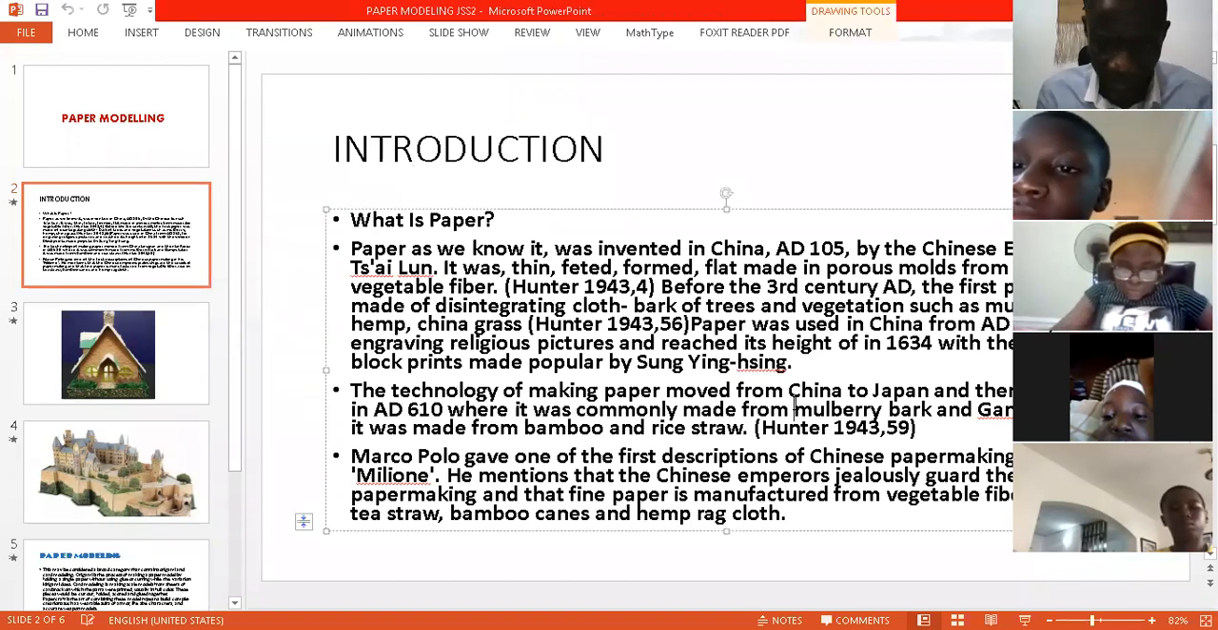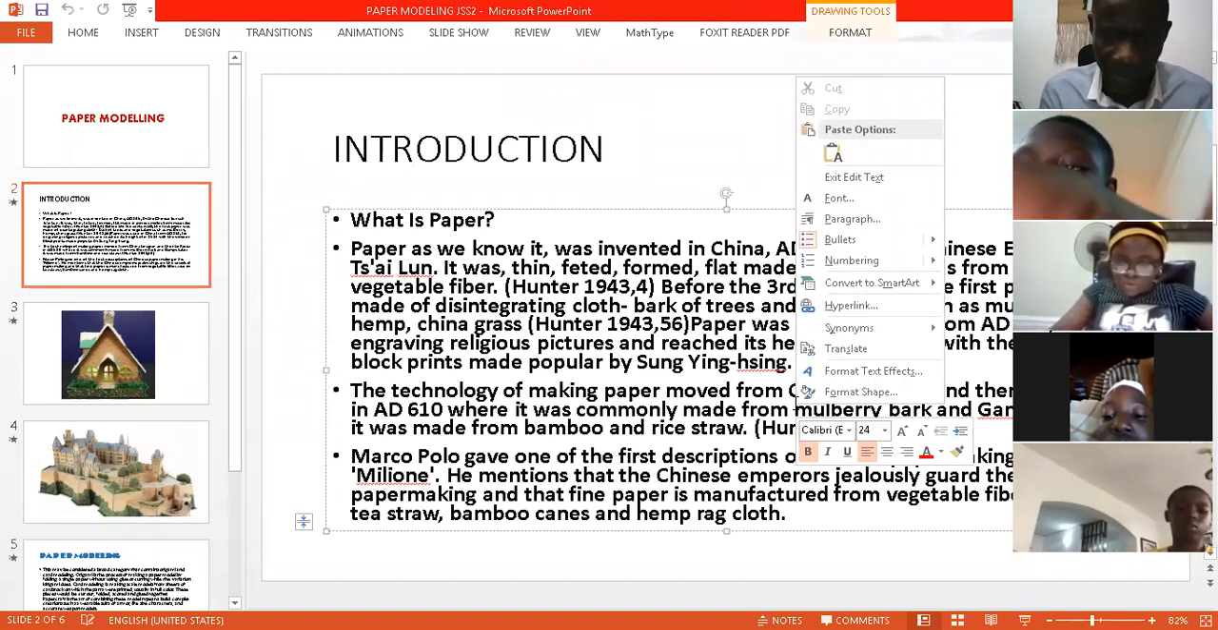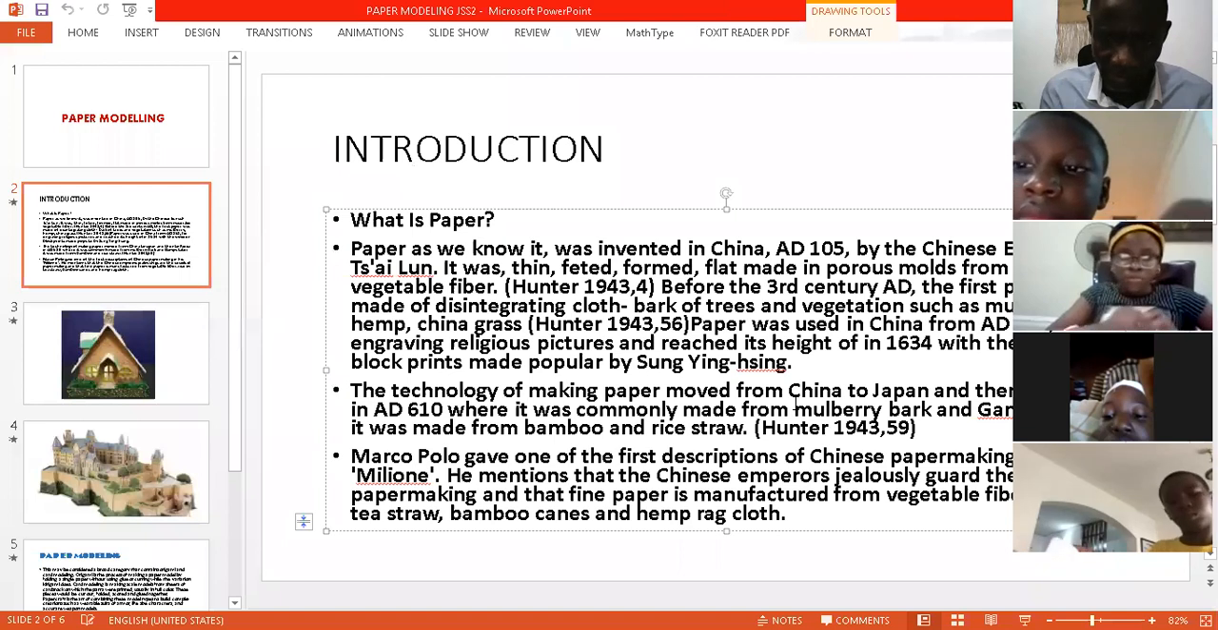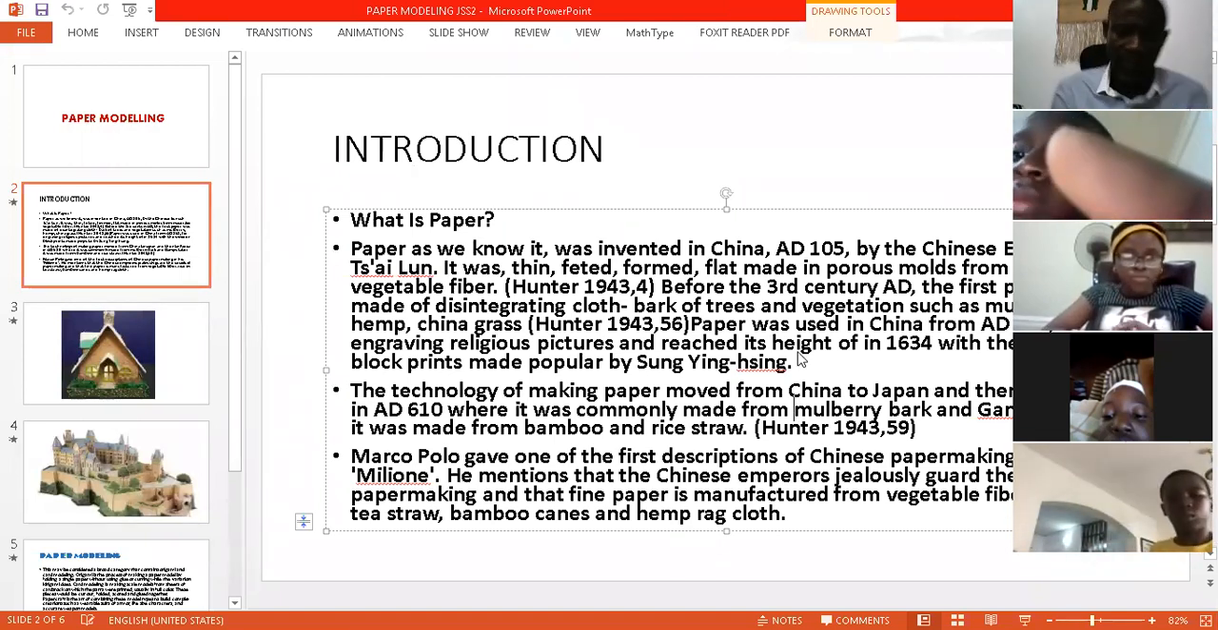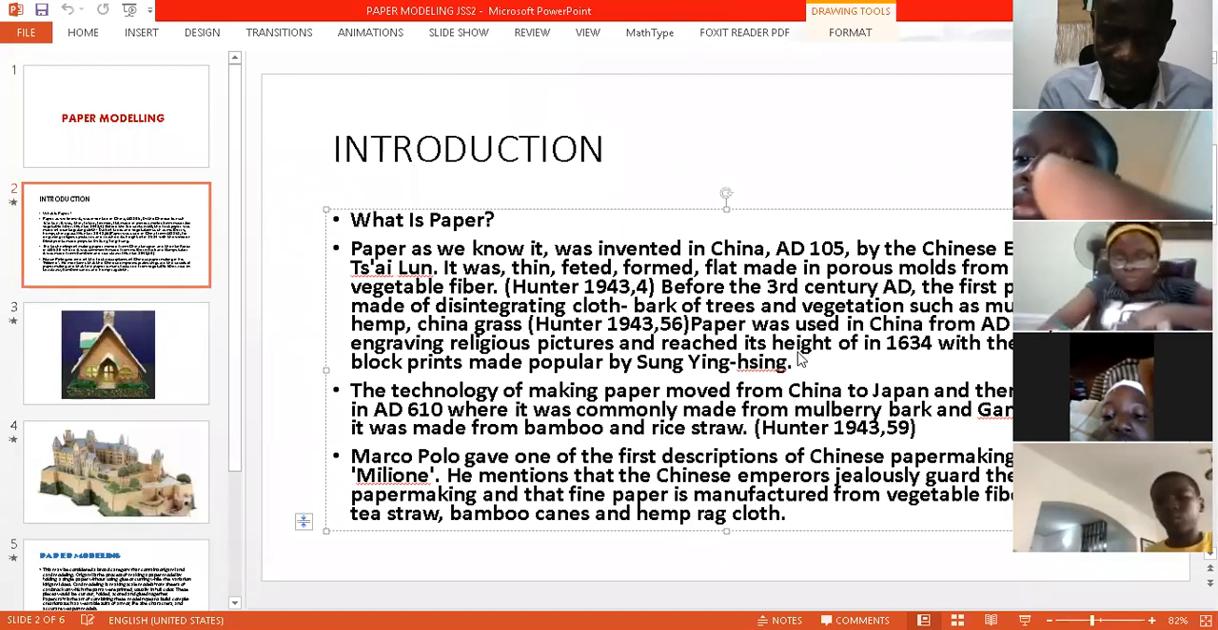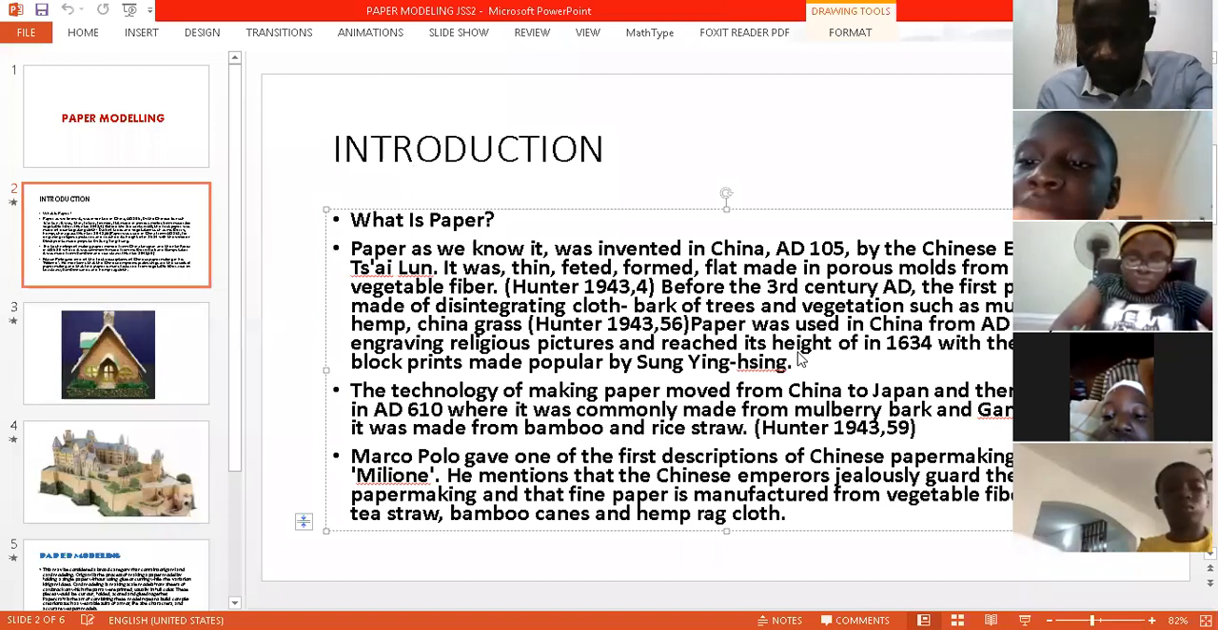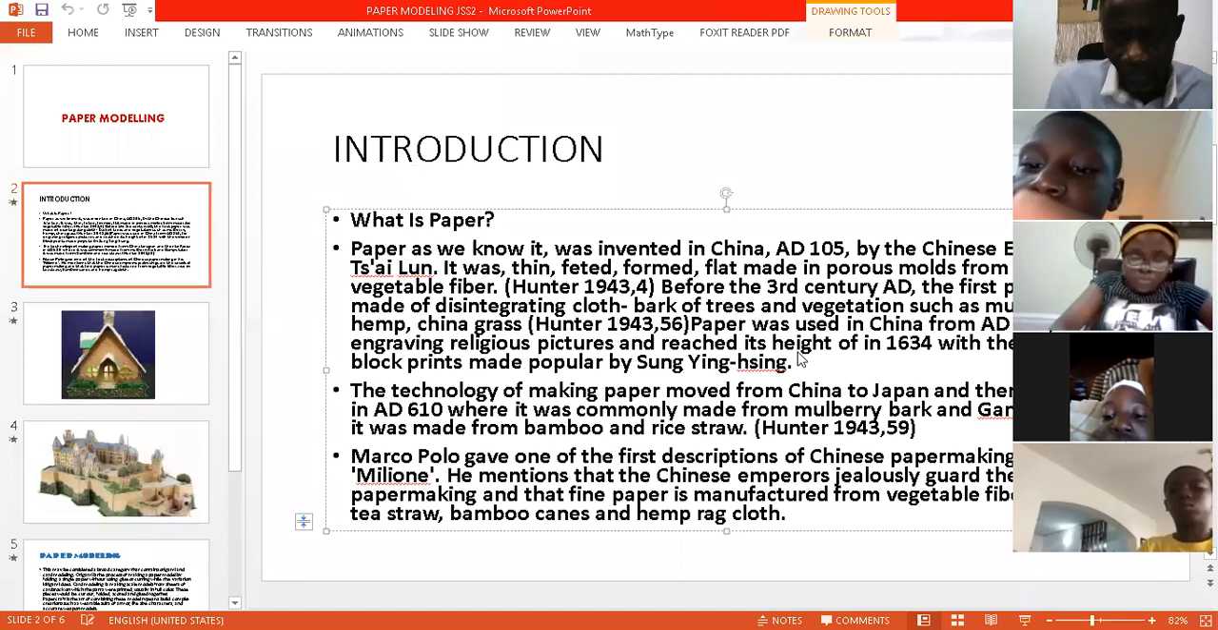Is that perfect? Remove your iPhone. Yes, paper folding. Paper folding, yes. Use this button. Use this button now. Easy.